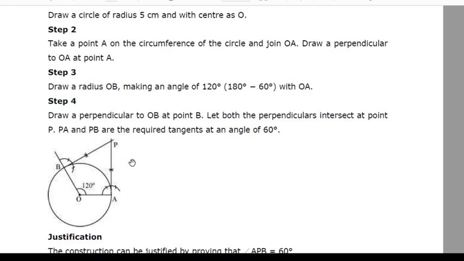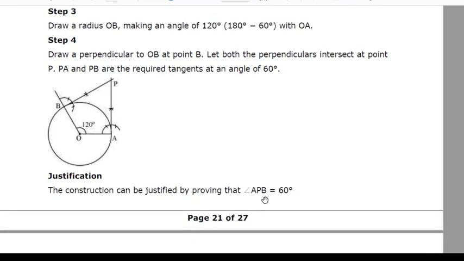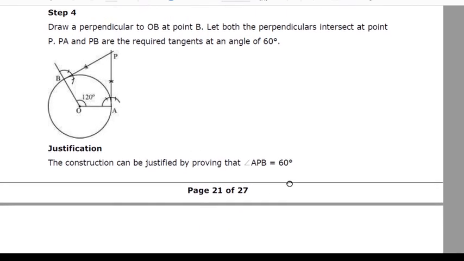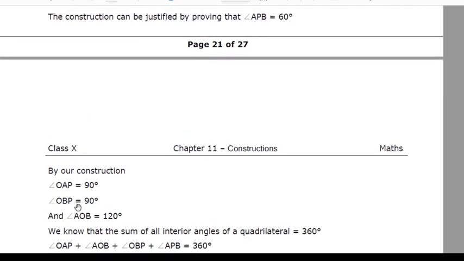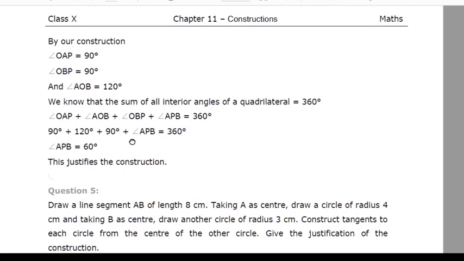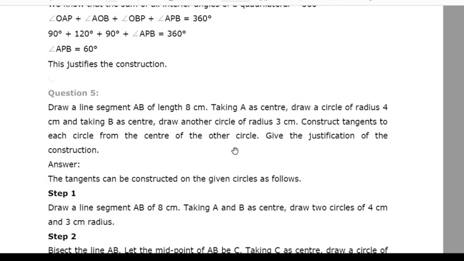Okay, now you do its justification. Justification is very simple. You know that APB is 60 degrees and QAB is 120 degrees. If you add these, you will get 180 degrees, and this is a very simple problem. Now you can understand this.